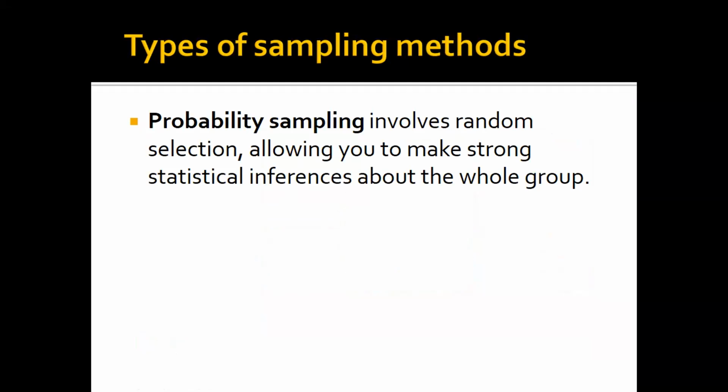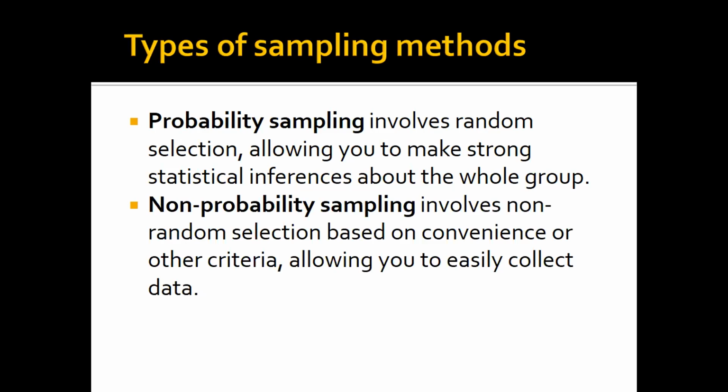So friends, broadly we divide sampling techniques into two categories. One is probability sampling and another is non-probability sampling. Probability sampling जब हम यूज करते हैं, so that involves random selection. हमारा मेन पर्पस probability sampling को यूज करने में ये होता है कि आपके पॉपुलेशन में जितने भी यूनिट्स हैं उनको सेलेक्ट होने की पॉसिबिलिटी इक्वल होनी चाहिए. The probability of selecting each unit should be same. So allowing you to make strong statistical inferences about the whole group.